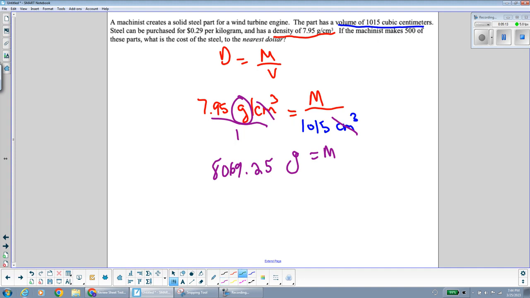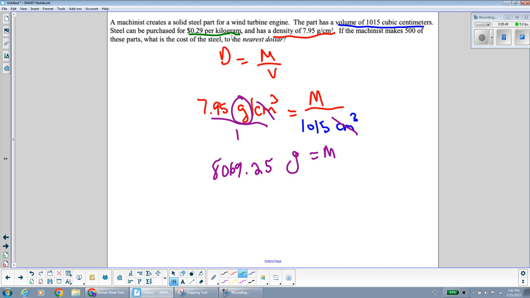We need to find how much the cost of the steel is. So it says that the steel can be purchased for 29 cents per kilogram, but we don't have our mass in kilograms. We have our mass in grams. So in order to figure out what the cost is, we need to take our mass, which is in grams, and change it to kilograms. Kilograms is bigger than grams. So we're going from a smaller unit to a bigger unit. So what we're going to do is we're going to divide by 1,000 to convert from grams to kilograms.